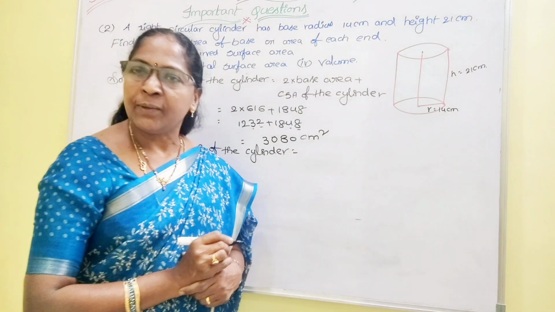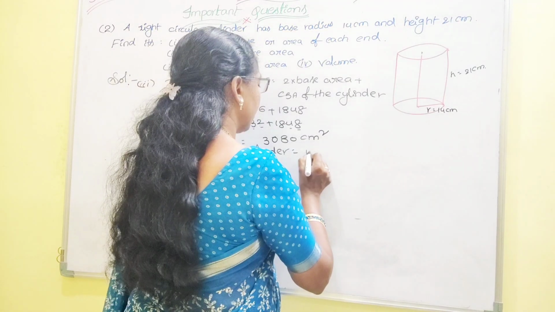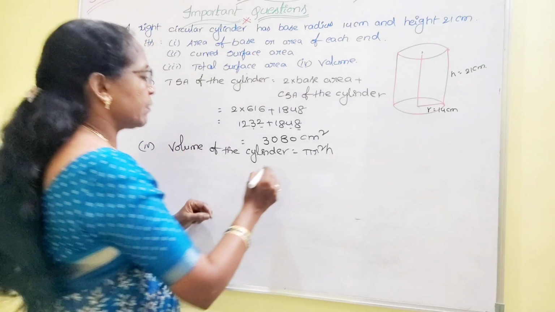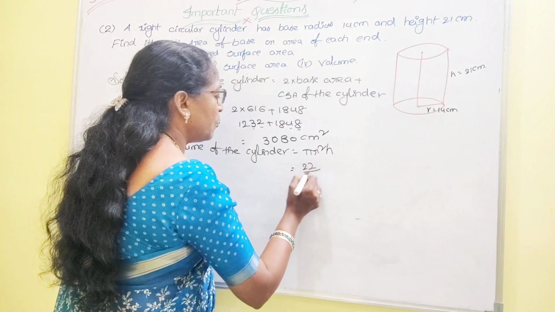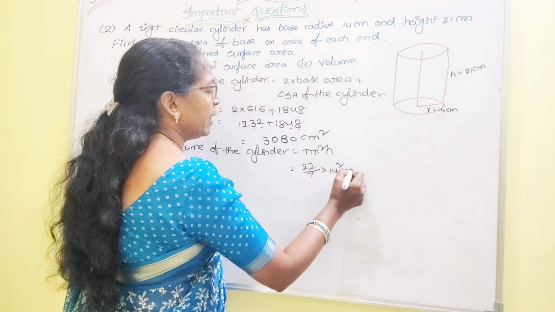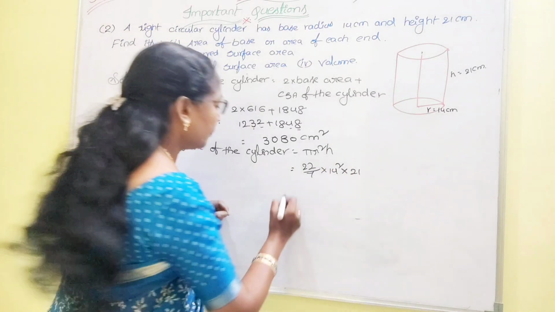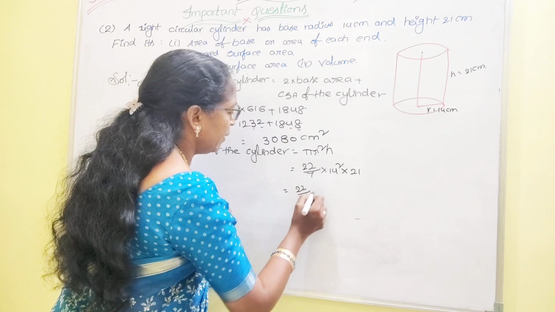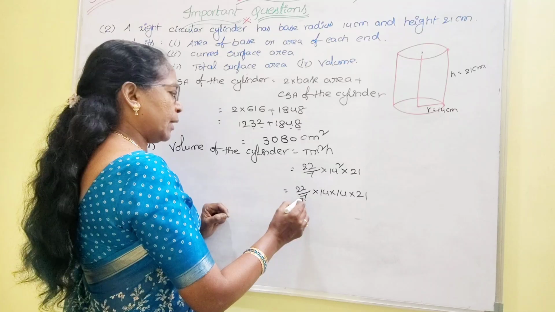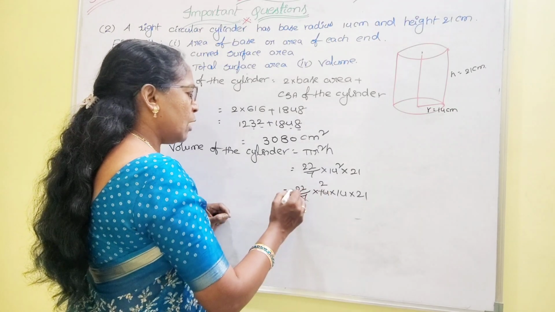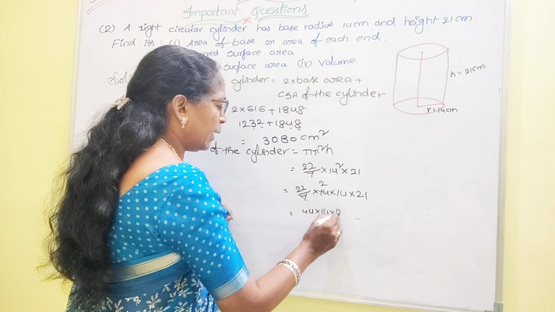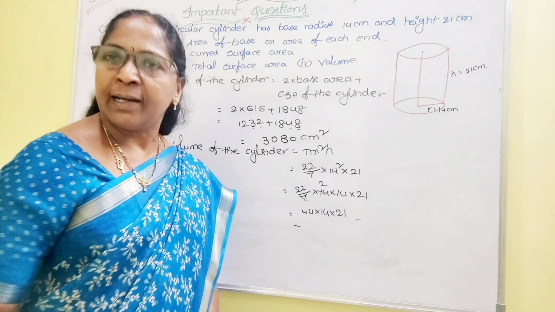Volume of the cylinder, what is that formula? That is pi r square h. Volume of the cylinder equals pi r square h, where pi equals 22 by 7, r equals 14, so 14 squared, and height equals 21. That equals 22 by 7 multiplied by 14 into 14 into 21. 7 into this 2 times, 22 twos are 44, multiplication of 14 into 21. Multiply and write the value.